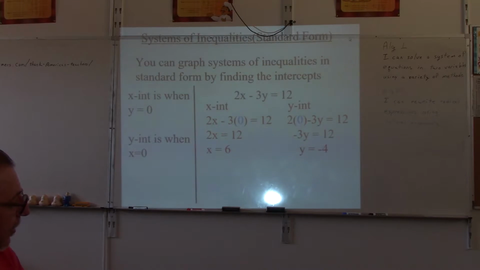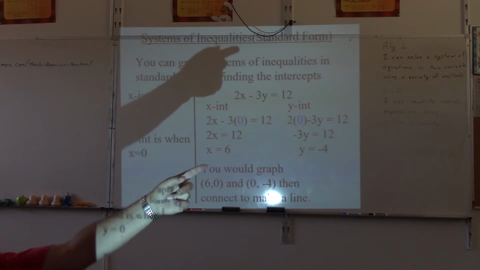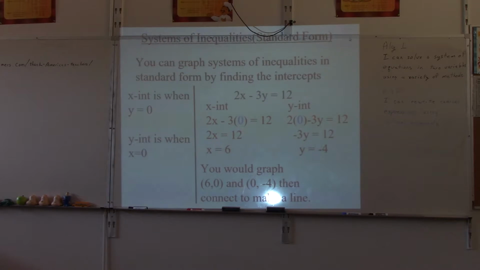Okay, so this shows you exactly what I just showed you, the steps. And you would graph them then as 6, 0, and 0, -4, and connect those two to make a line. Remember when you're graphing a line, you don't just go point to point. You want to go beyond, so that you can find your point of intersection.